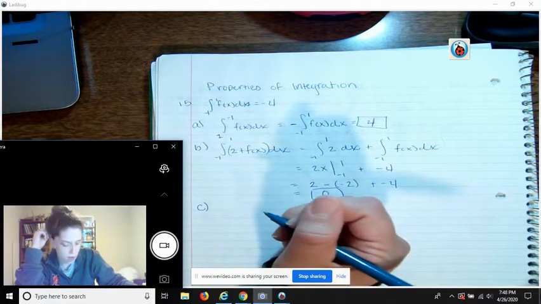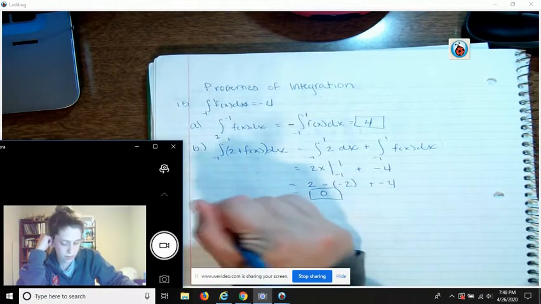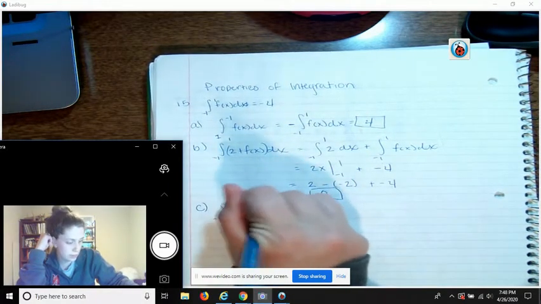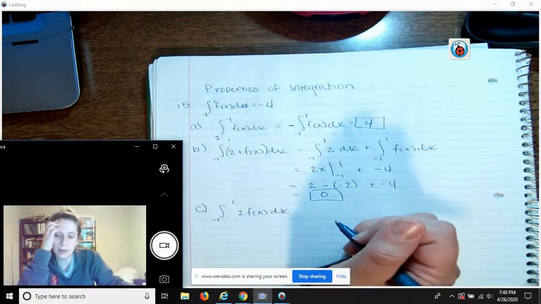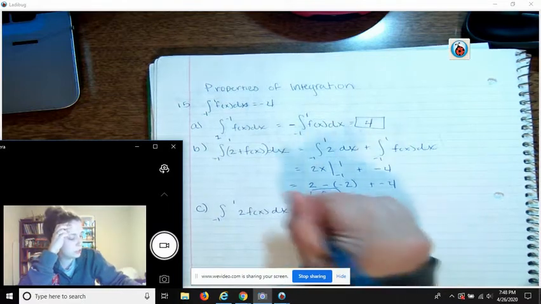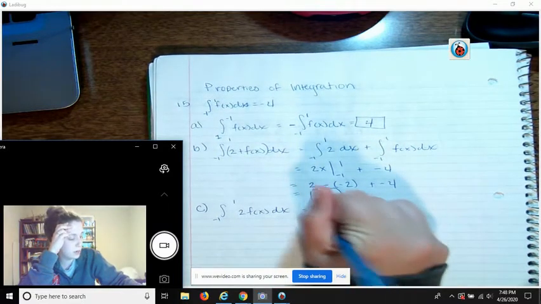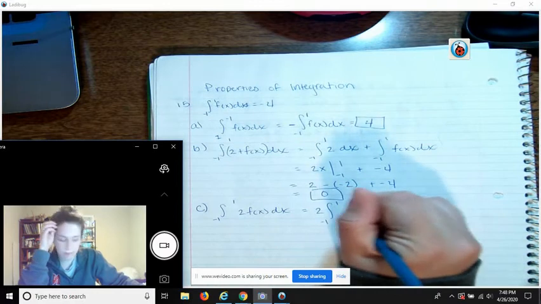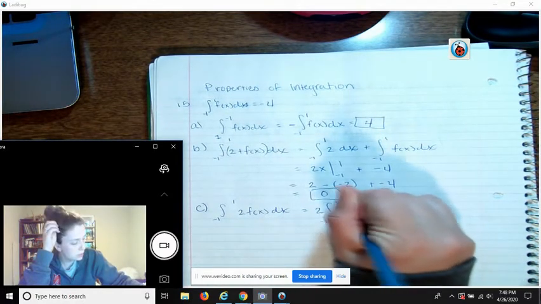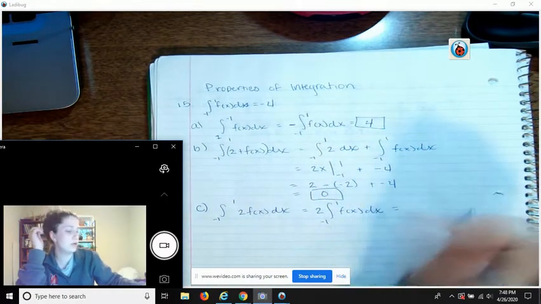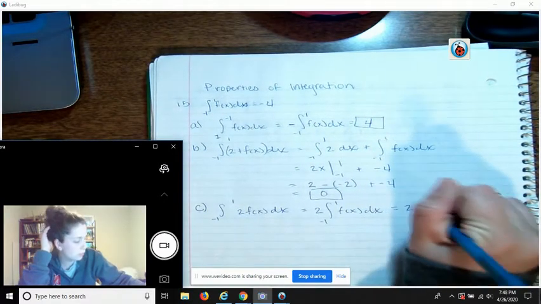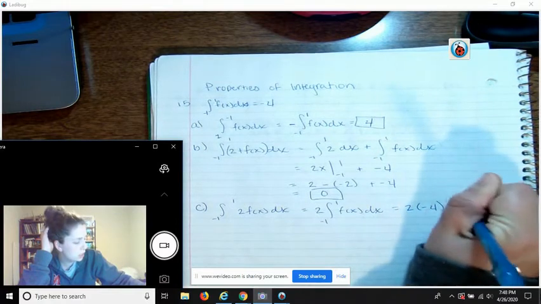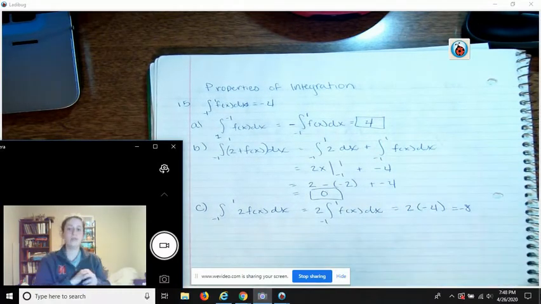C is the integral from -1 to 1 of 2 f of x dx. For this one, you can pull the 2 out into the front. And then f of x dx is still on the inside. We know this whole thing is -4, so this ends up being 2 times -4, which is -8. Okay, so that's the correct answer for C.